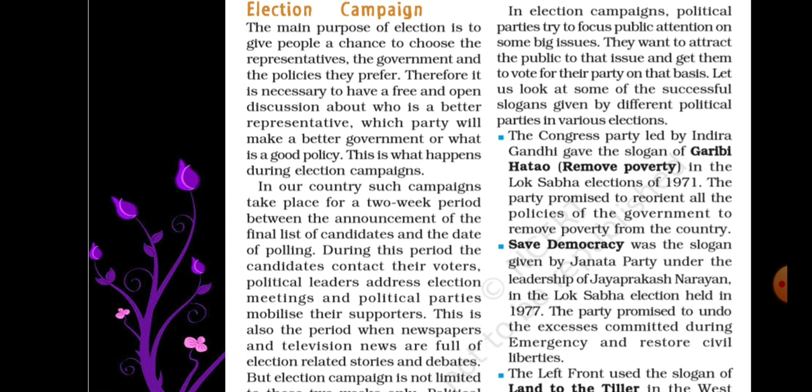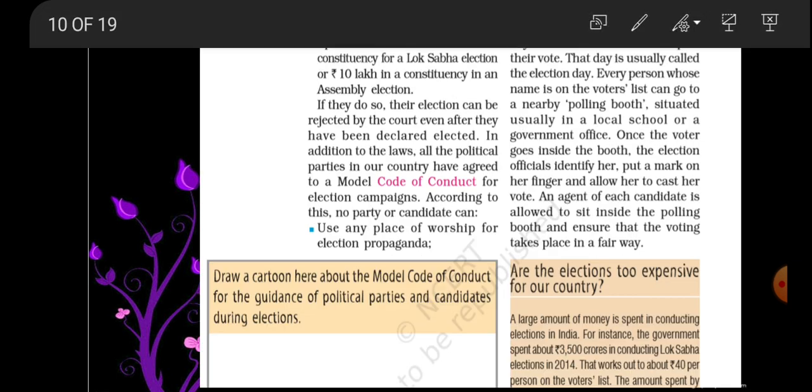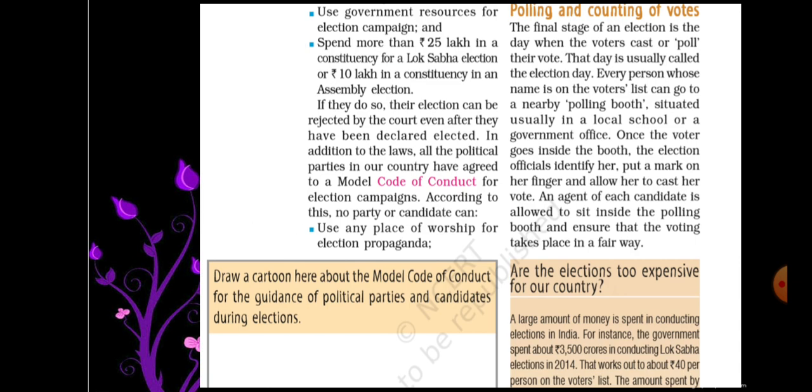And then comes the polling and counting of votes. The polling booth is in a local school or a government office. Mostly, the polling booths are situated in local schools or government offices. An agent of each candidate is allowed to sit inside the polling booth and ensure that the voting takes place in a fair manner.